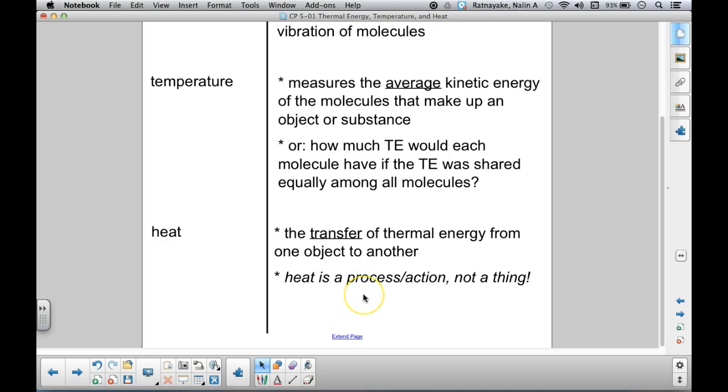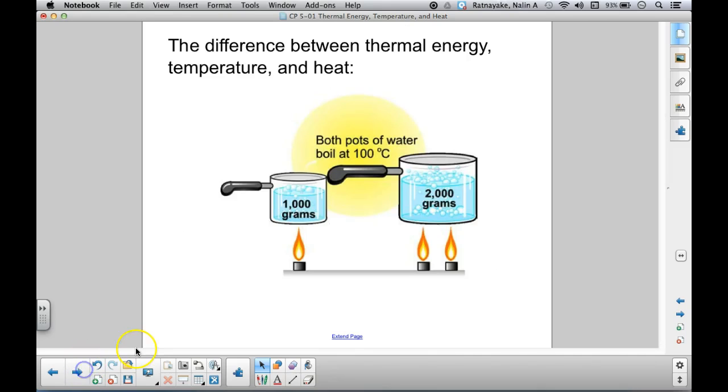Notice, heat is a process. Heat is an action. It is not a thing. So you can't say this object has more heat than this other object. Heat is actually the flow of thermal energy between the two. Okay, it's a process. It's something that's happening. Heat is an action. Let's take a look at an example which might help us think about the conceptual difference between thermal energy, temperature, and heat.